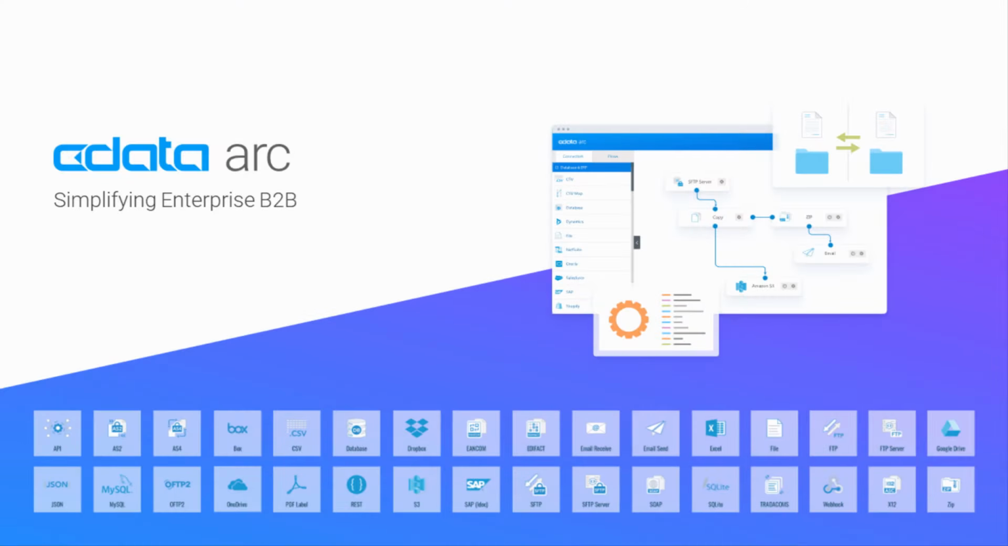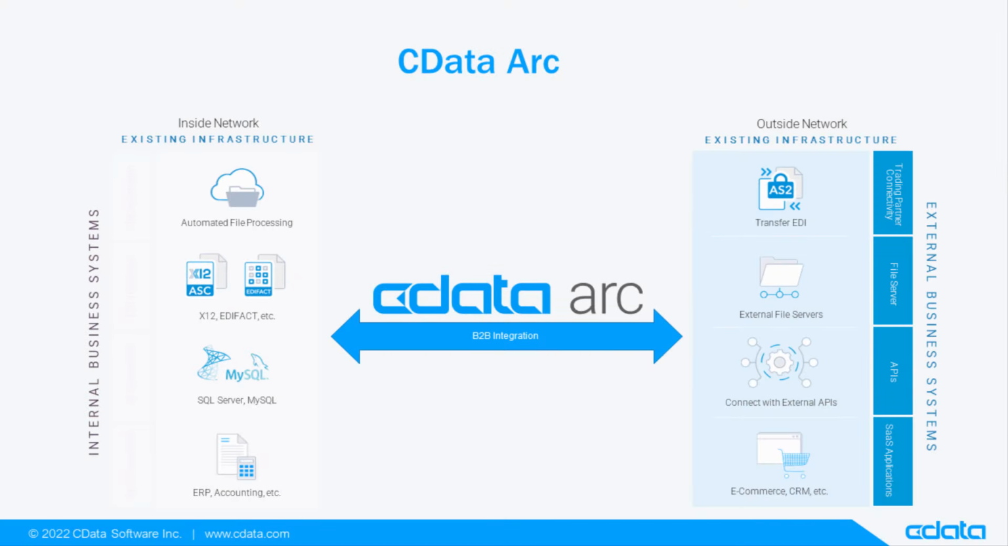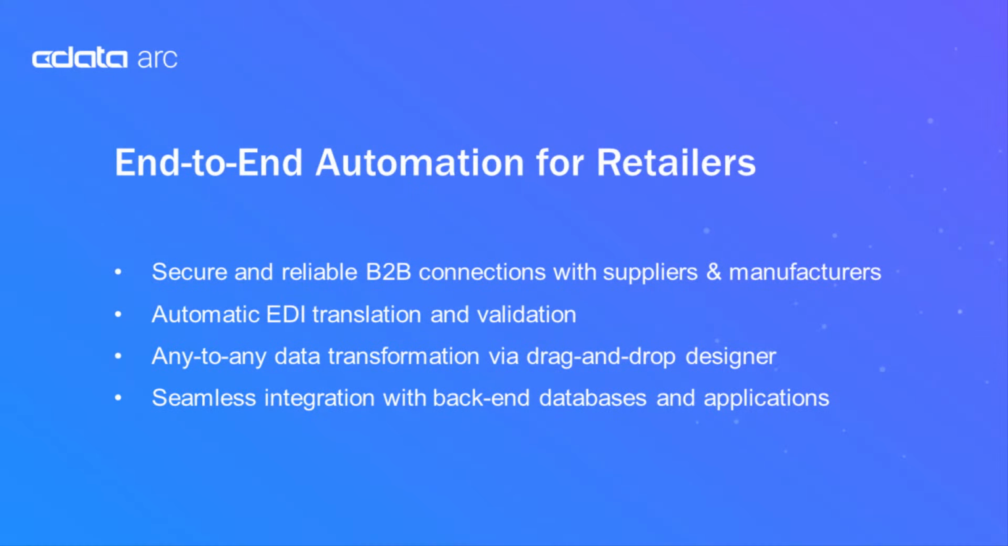CData Arc is a no-code B2B integration platform, perfect for automating transactions between retailers and suppliers or manufacturers. Arc provides a flexible workflow canvas and a set of tools that allow you to connect, integrate, and automate your enterprise data. As a retailer, you need a consistent flow of information with your external trading partners. Arc ensures that your EDI transactions with suppliers and manufacturers are automated to maximize your business efficiency and reduce risk.